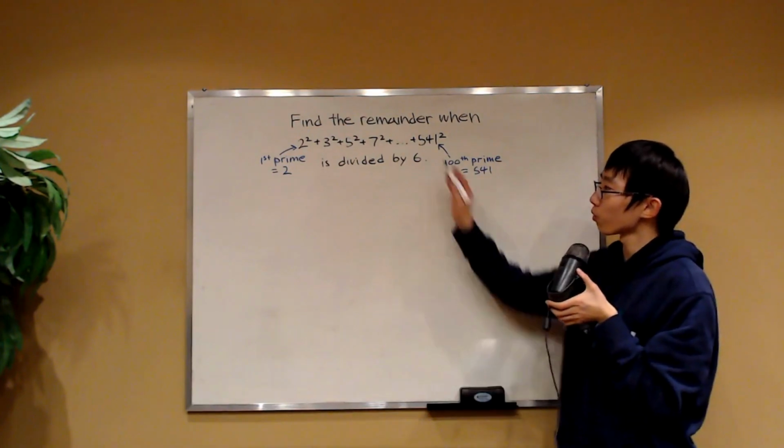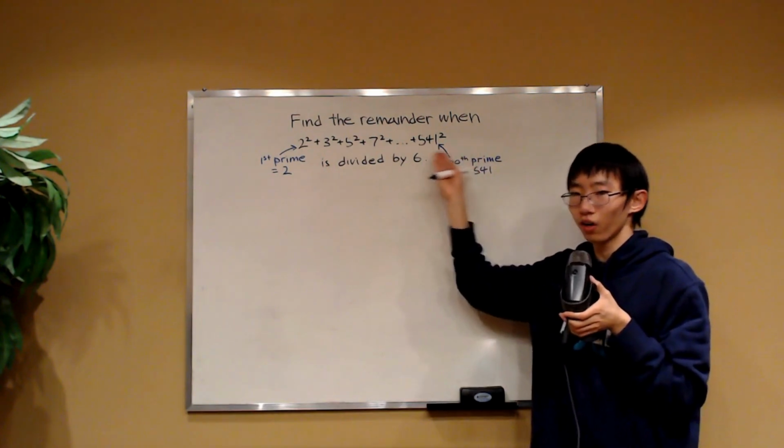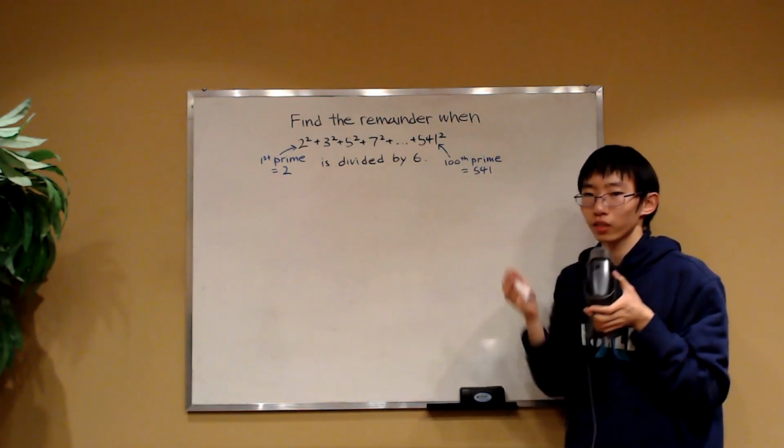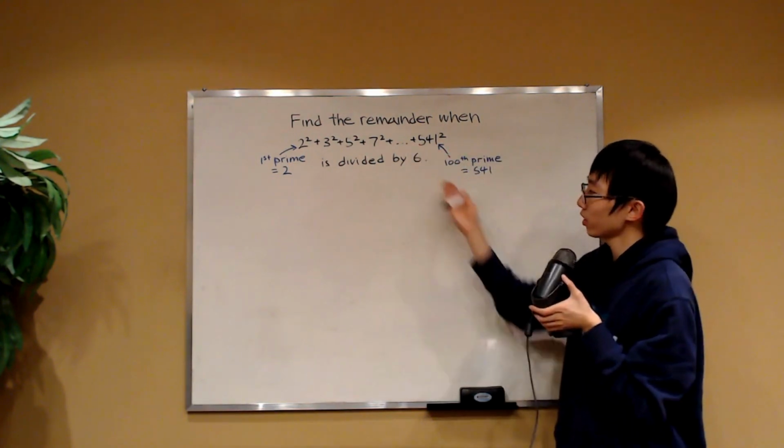I took the first 100 prime numbers, squared each of them, and then added them all up. And now I'm going to ask you, what is the remainder when this sum is divided by 6?